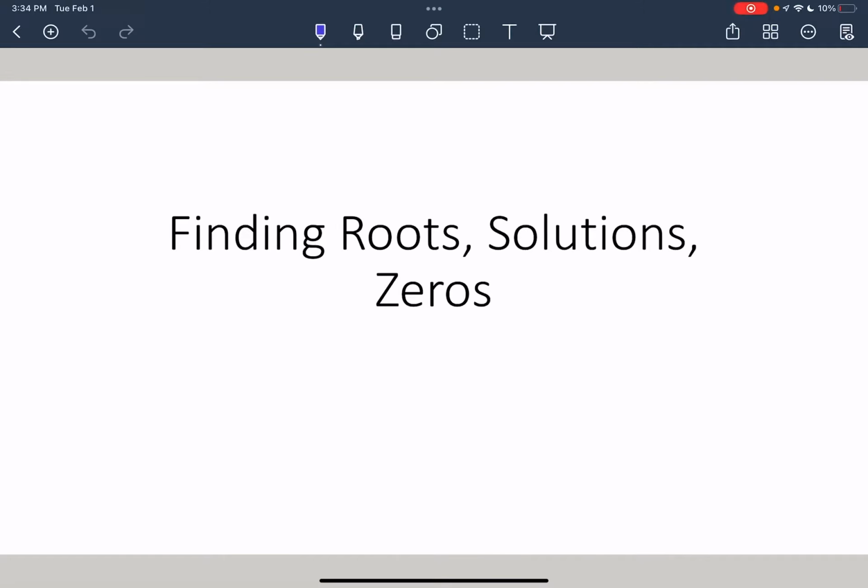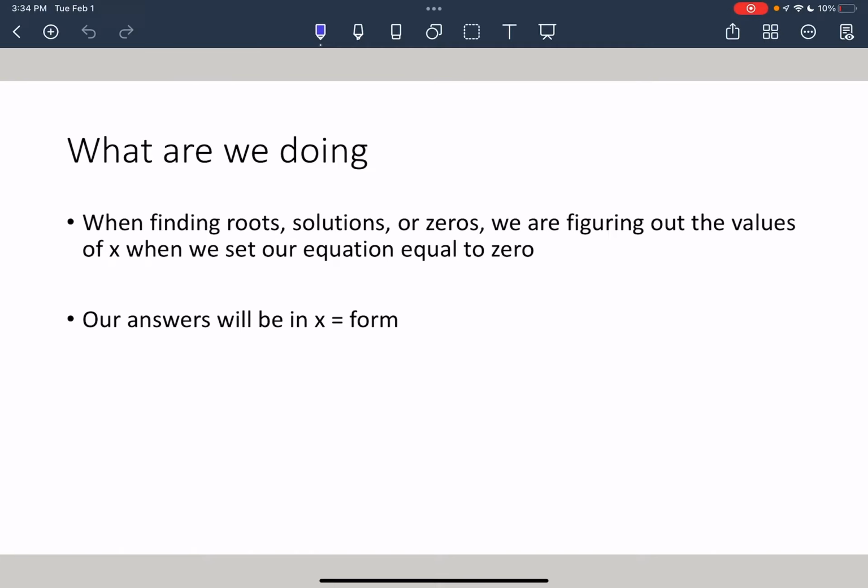So in this video, I'm going to go over how to find the roots, solutions, or zeros. So what are we doing? When we're finding roots, solutions, or zeros, we're figuring out what the values of x are when we set our equations equal to 0. So our answers are going to be in x equals form. So we're going to have x equals some number as our final answer.